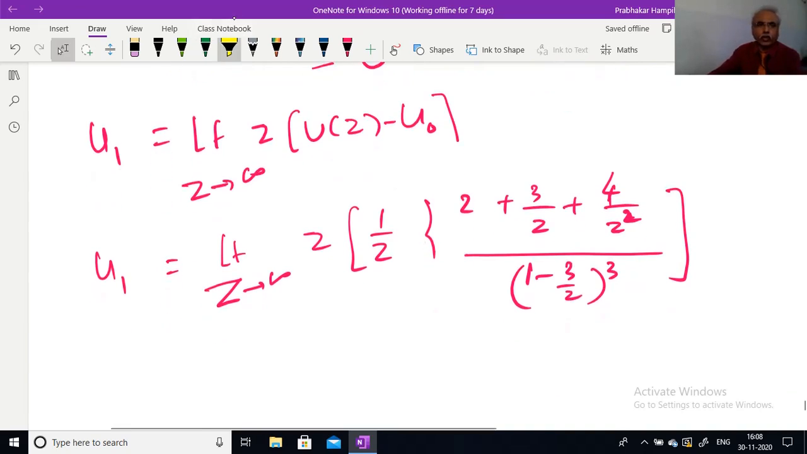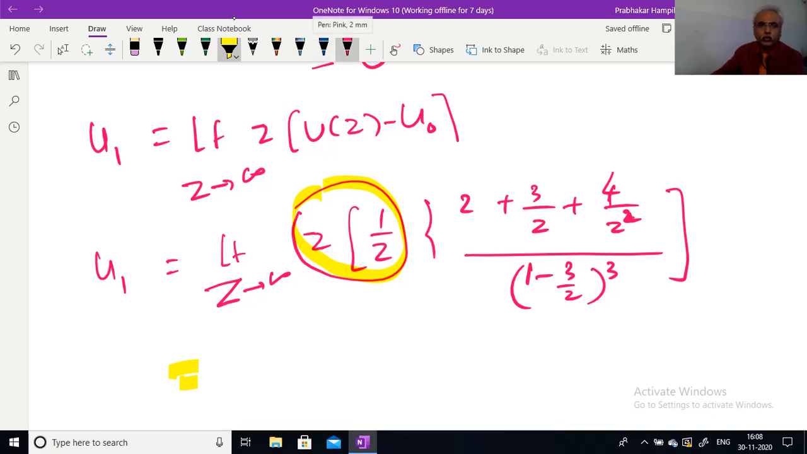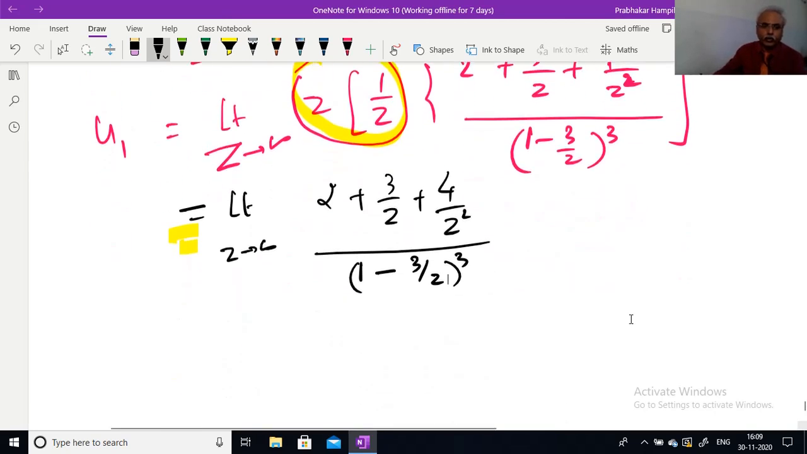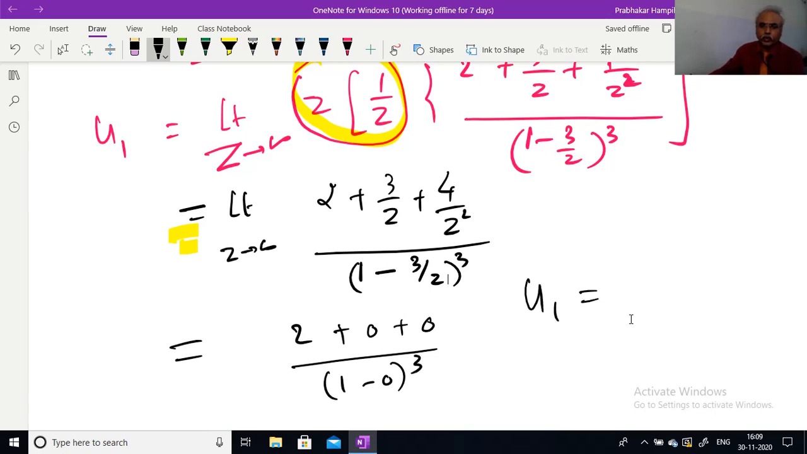Now we can very easily observe that this part is getting cancelled. So what remains is the limit of z tending to infinity of 2 plus 3 by z plus 4 by z square. With little practice, u0 and u1 can be found using inspection, 3 by z raised to 3. Now when I put infinity as the limit, we get 2 plus 0 divided by 1 minus 0 raised to 3. So u1 is 2.